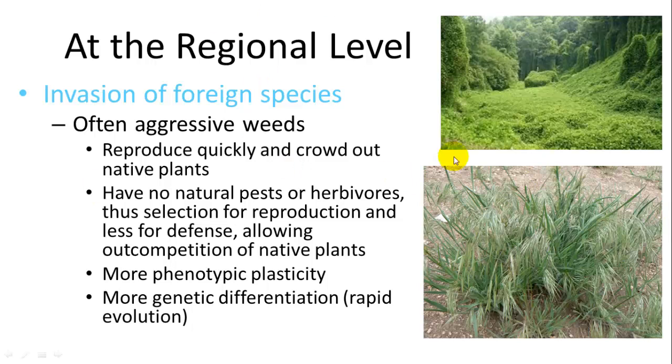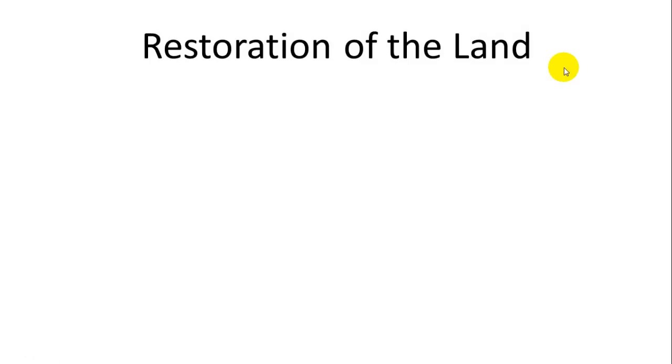And so two examples of this are kudzu, which is found in the southeast United States, and out west you have cheatgrass, which grows very abundantly and is out competing other species. You can see this whole forest here is covered in kudzu, which is going to cause all these plants to die as it outcompetes them for nutrients.